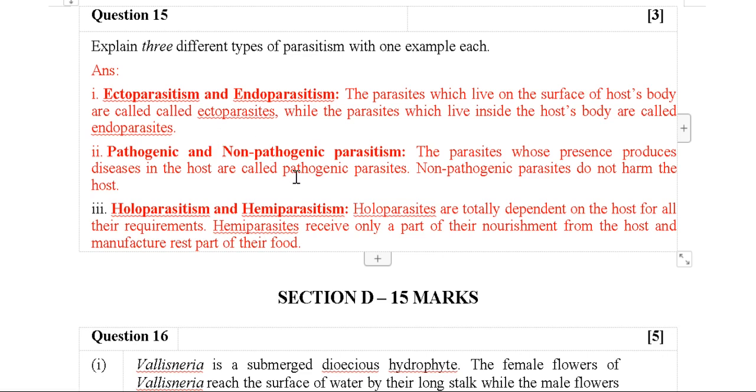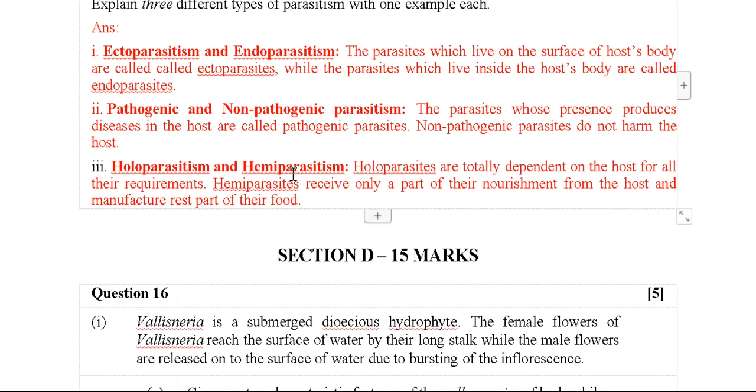The second category is pathogenic and non-pathogenic parasitism. Some parasites whose presence produces diseases in the host body are pathogenic parasites. But some parasites, if their presence does not create any kind of pathogenic situation, we call them non-pathogenic parasites, and they are not harmful for the host body.